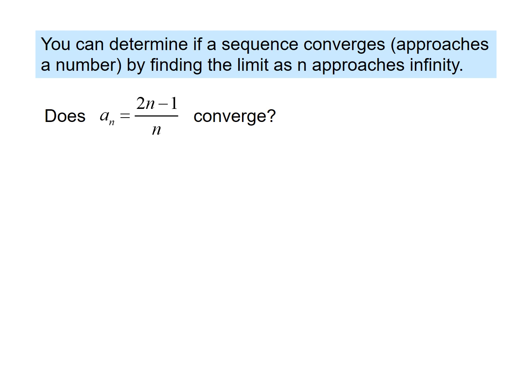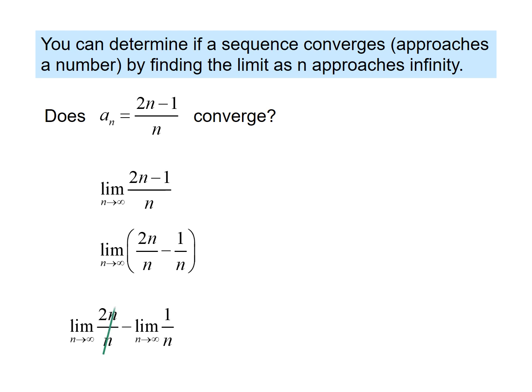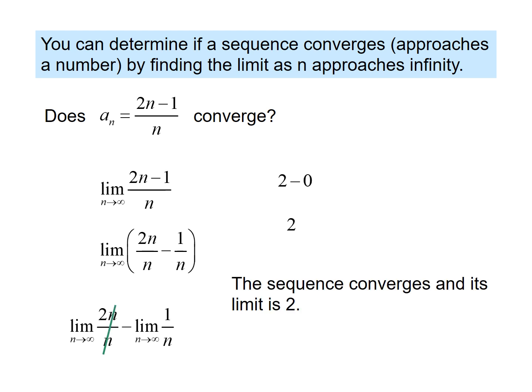And here's the stuff that will start looking familiar from last year. We can determine convergence of the sequence. A sequence converges if it's approaching some finite number as n approaches infinity. So we take the limit as n approaches infinity. Now here's one way to evaluate this limit. We can separate it and evaluate each one independently, and we end up with 2.